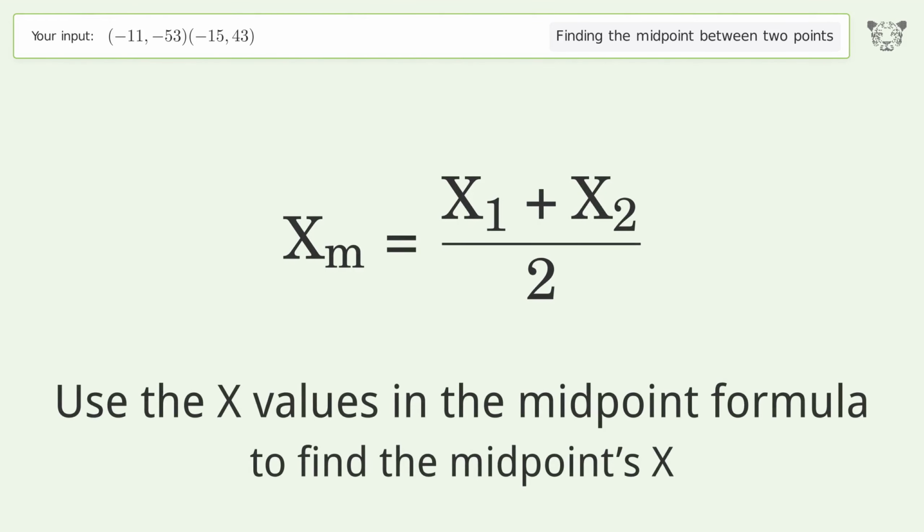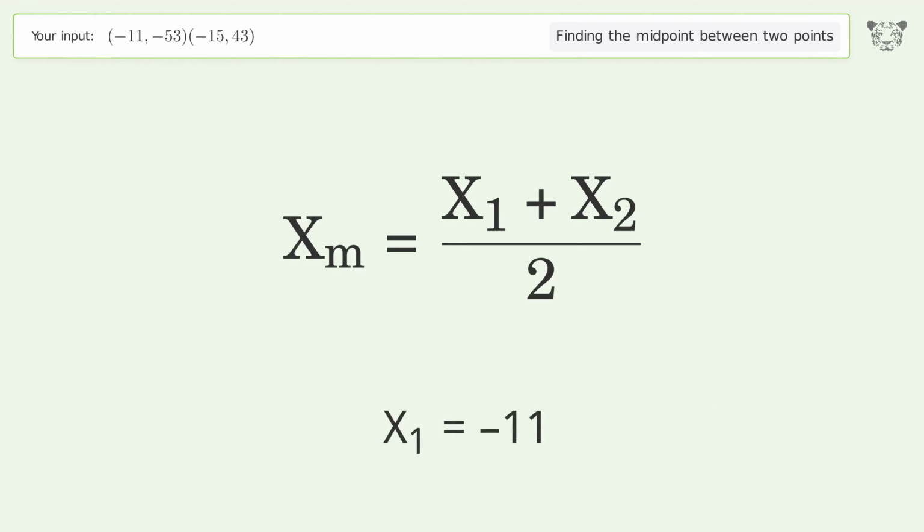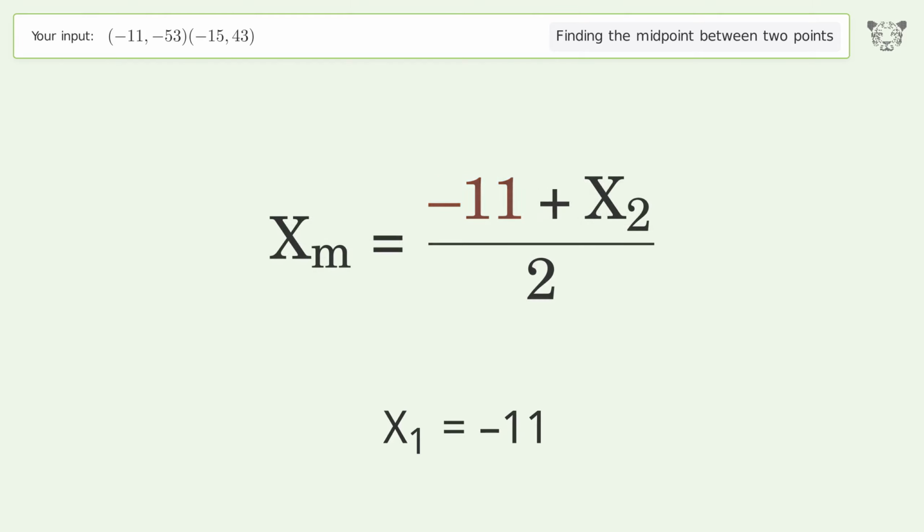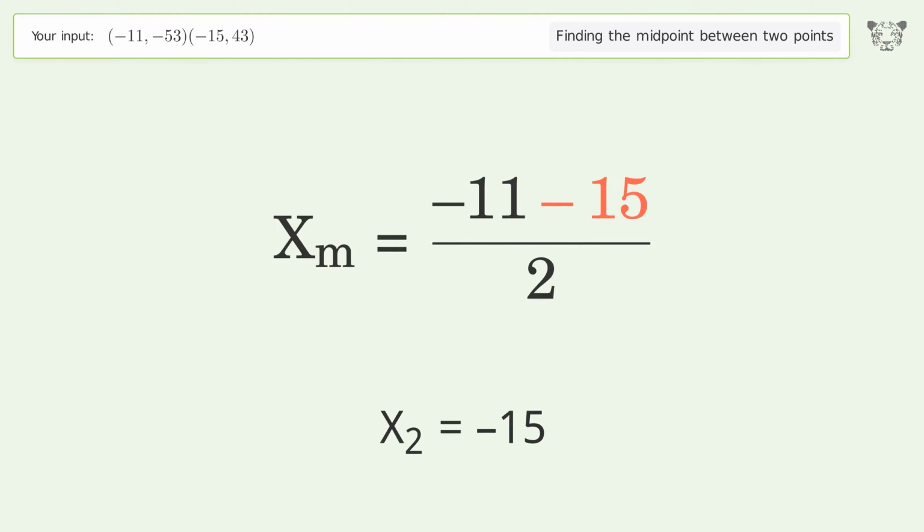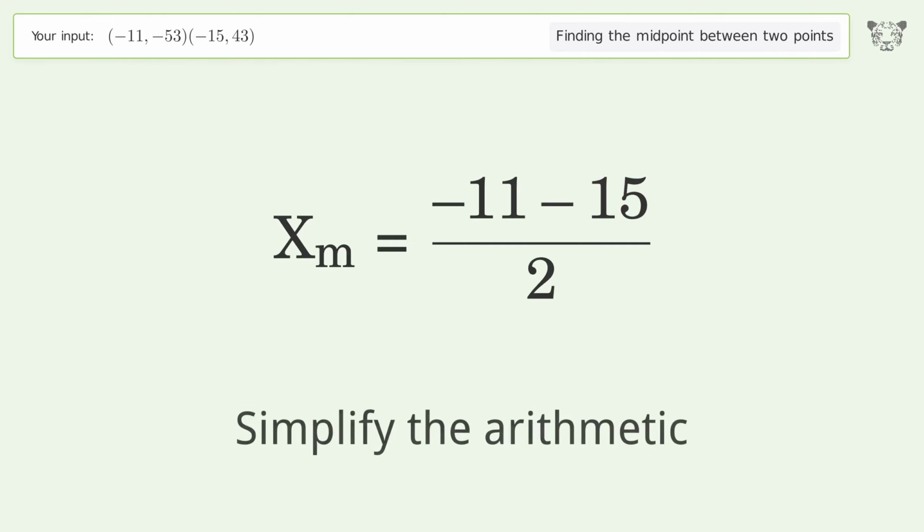Use the x values in the midpoint formula to find the midpoint's x. x1 equals -11. x2 equals -15. Simplify the arithmetic.